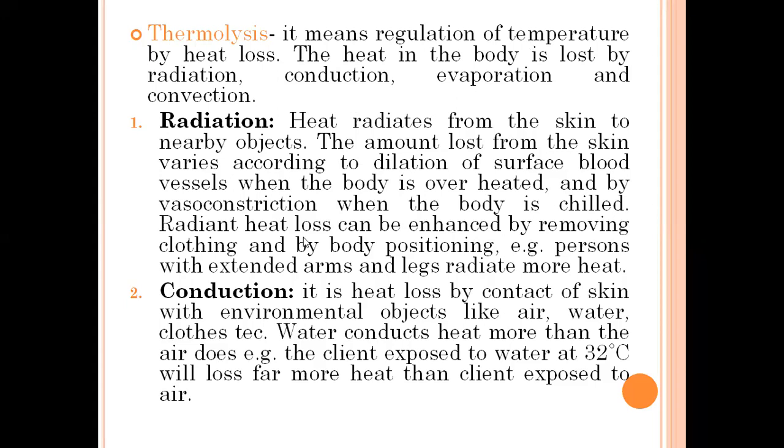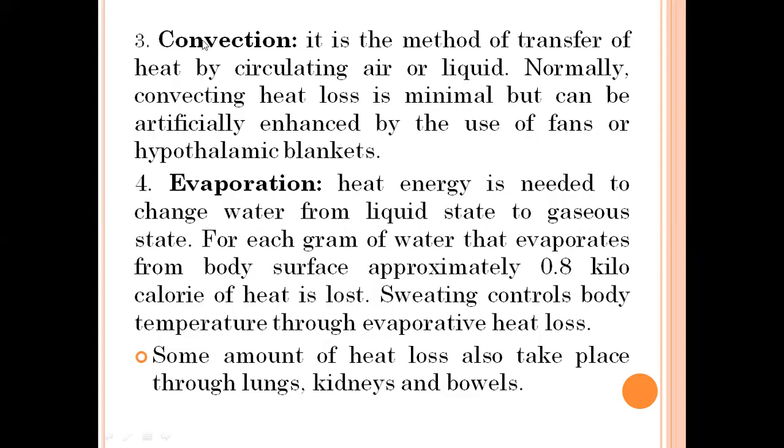And the next is convection. It is the method of transfer of heat by circulating air or liquid. Normally, convective heat loss is minimal but can be artificially enhanced by the use of fans or hypothermia blankets. So convection is another method of transferring heat by circulating air or liquid.